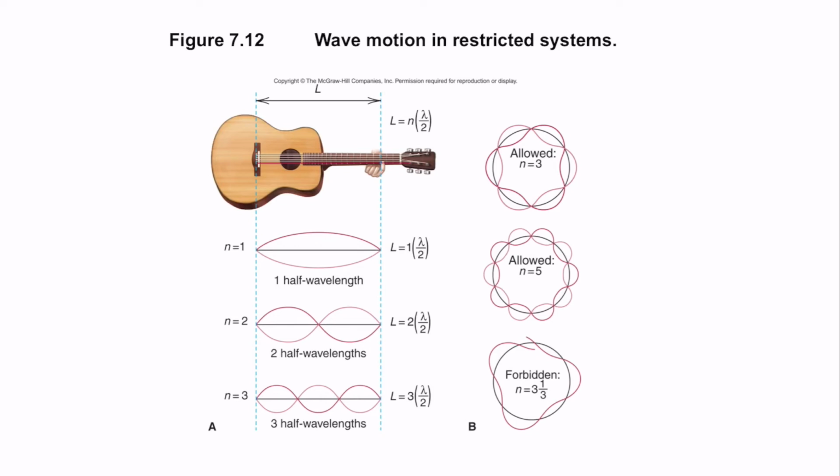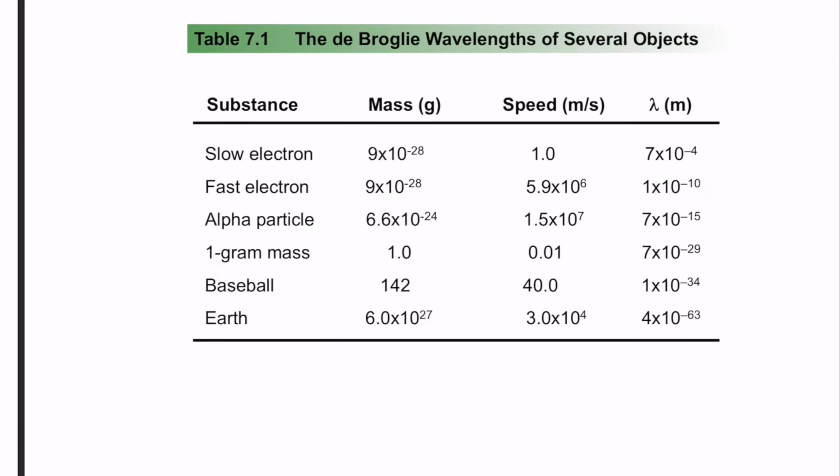So what are the wave restrictions that it can have? For example, it's allowed to have n equal to 3, it's allowed to have n equal to 5, but it's not allowed to have n equal to 3 1/3. So wave motion here is in restricted systems.